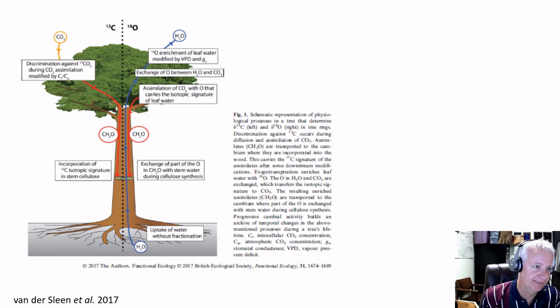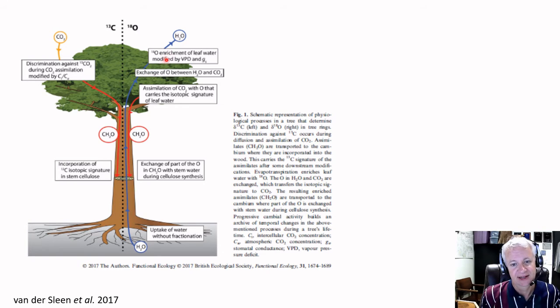So this diagram nicely summarizes discrimination against C13 in leaves, which is basically due to the ratio of Ci to Ca, and how that influences stable carbon isotopes in trees. And then oxygen isotope ratios are influenced by both the relative amounts of O18 in water taken up through the soil, as well as the rate of transpiration in leaves.